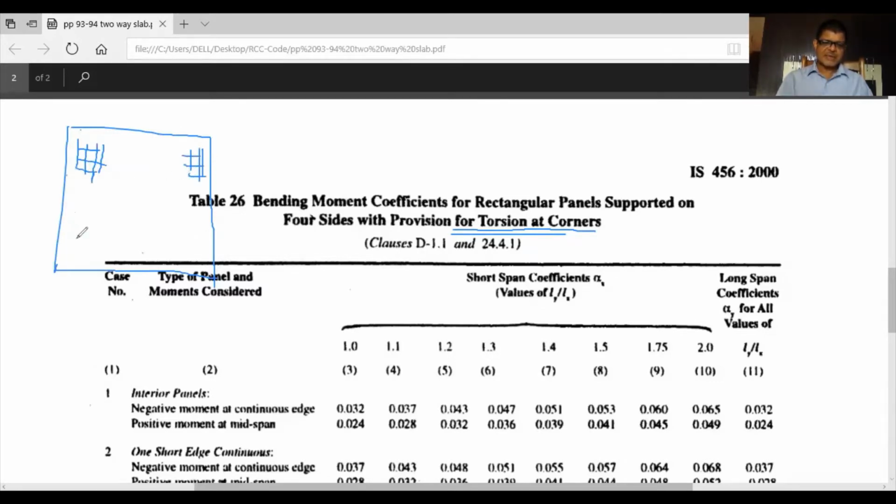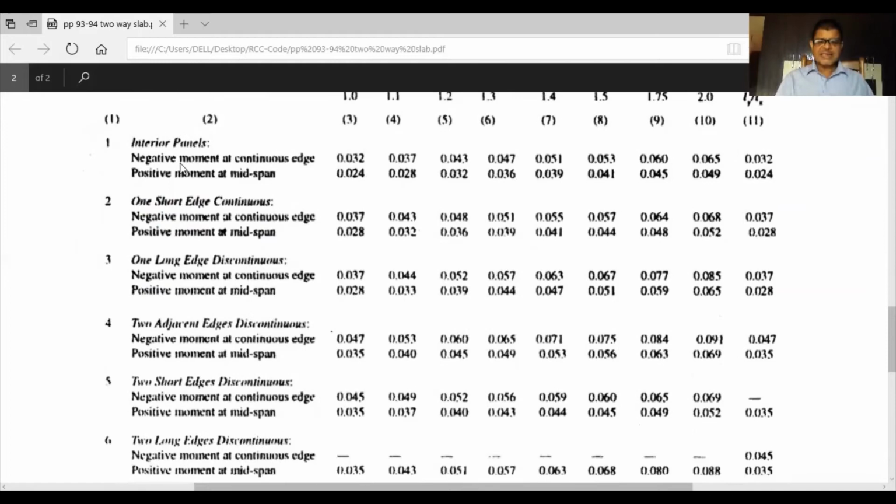We will see as given in these guidelines on the code. So you have to provide torsion reinforcement on the top face of the slab. Now, what are the different kinds of panels? If you look at different kinds of panels, you will find that the slab is an interior panel.